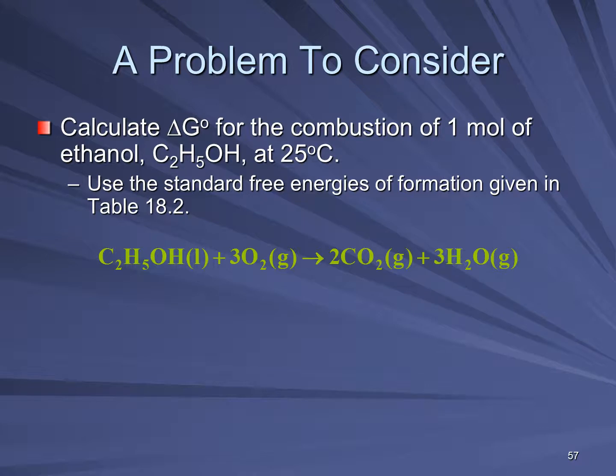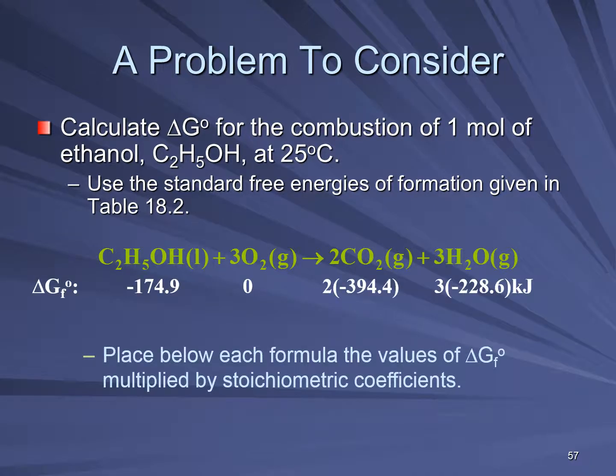Again, we need to look up the values. And just like the delta H's, if you have something in its elemental form, the delta G of formation is 0. So it's only S that's non-zero. And don't forget to multiply by the coefficients. And so we have products minus reactants.